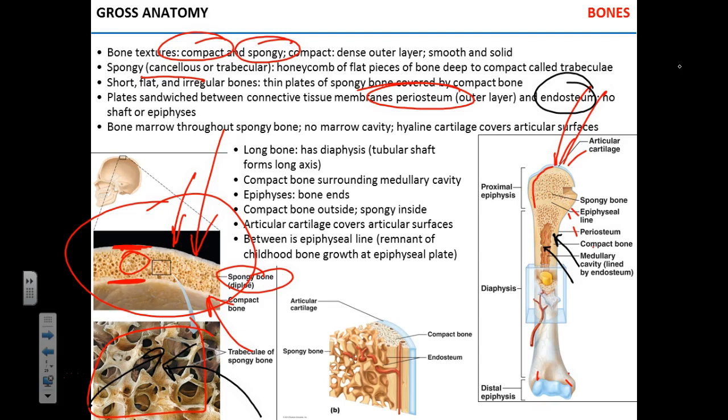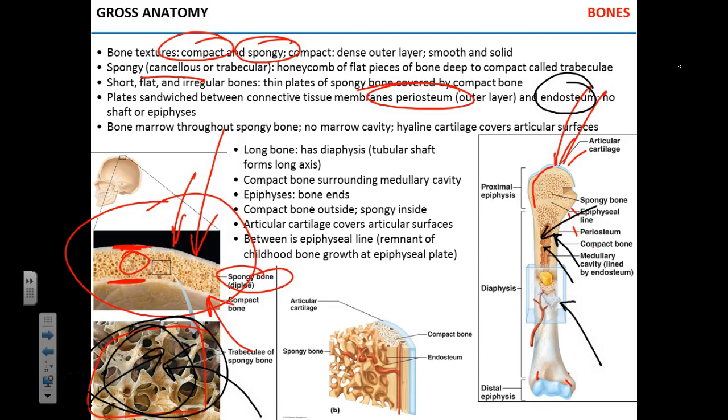So let's recall what we learned. Compact bone is on the outside of any bone. If it's flat, short, or irregular bone, the inside is going to be filled by trabecular bone or spongy. If it's a long bone, it's going to have a cavity inside. But in the epiphysis of the long bone, you're going to find spongy bone as well. Bones on the outside are covered by periosteum, and the surface of trabecular bones, or the inner surface of the cavity in the long bone, is covered by endosteum. Okay?